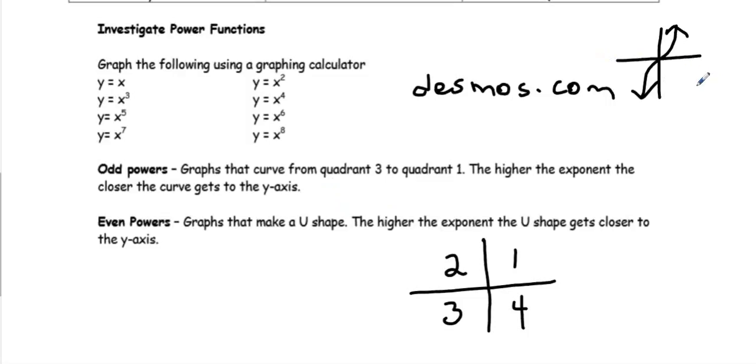So this might have been y equals x cubed here, and this should have been something like y equals x to the 5th. And of course, the higher the odd exponent, the closer it's going to get to the y-axis. Even powers are graphs that make a U shape, so you already know that from y equals x squared, and the higher the exponent, the U shape gets closer to the y-axis.